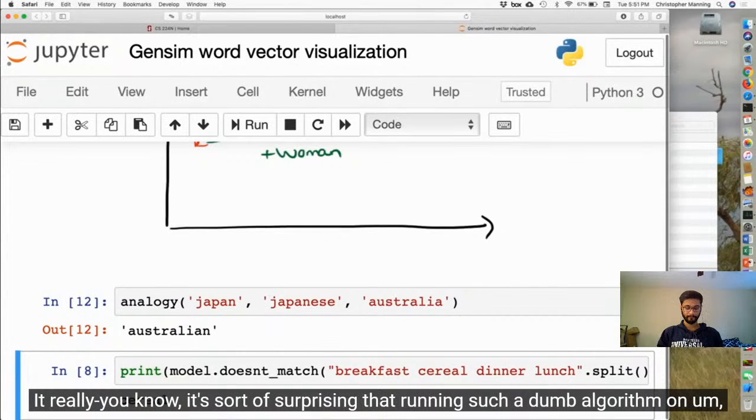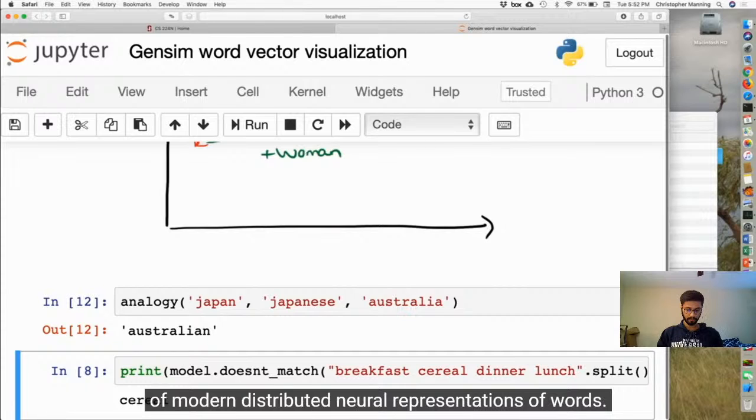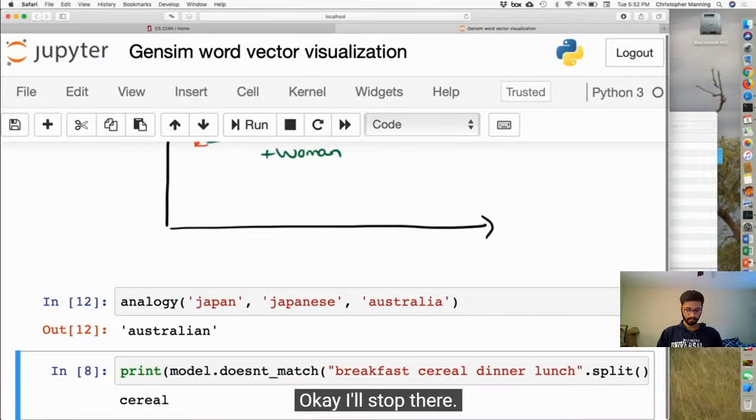It's surprising that running such a dumb algorithm on vectors of numbers could capture so well the meaning of words. And so that became the foundation of a lot of modern distributed neural representations of words. Okay, I'll stop there.